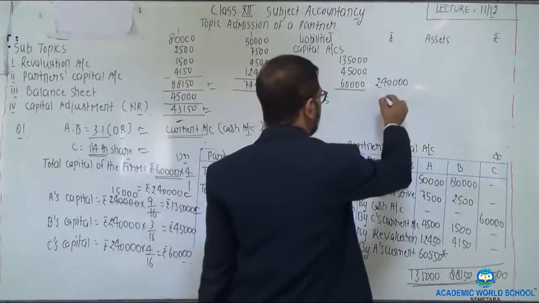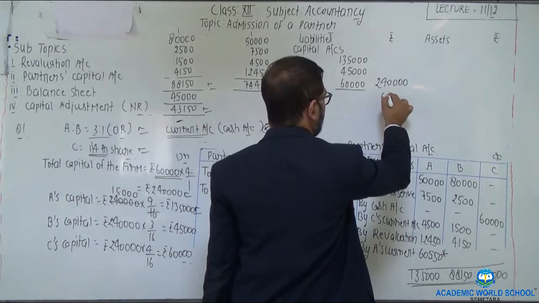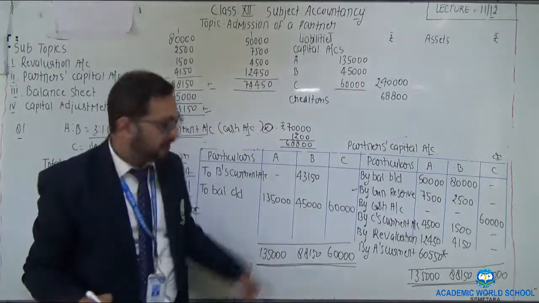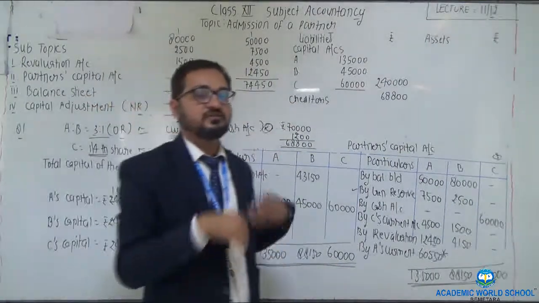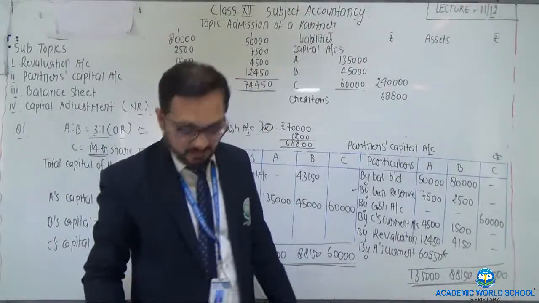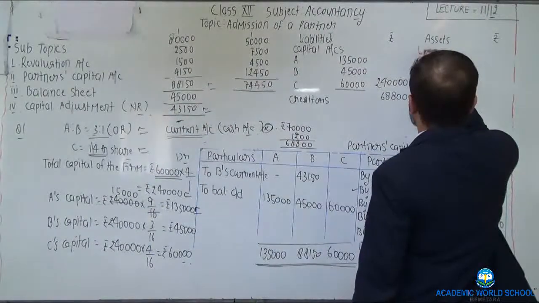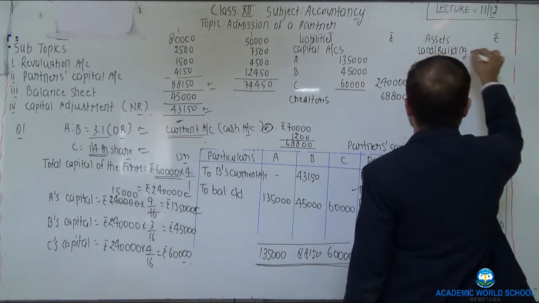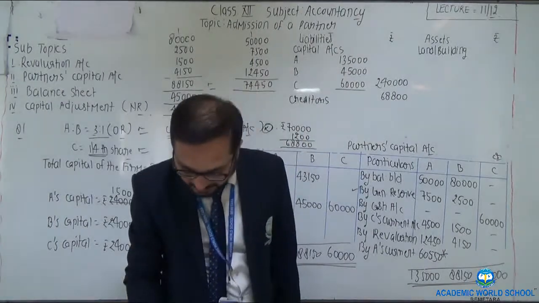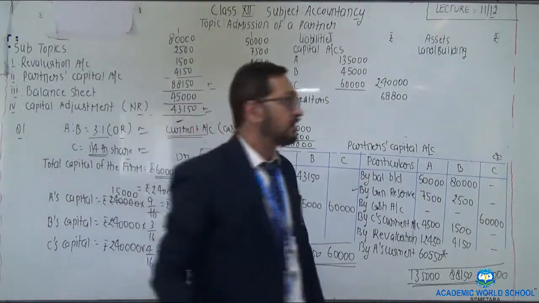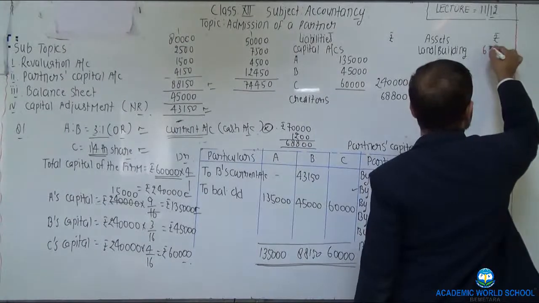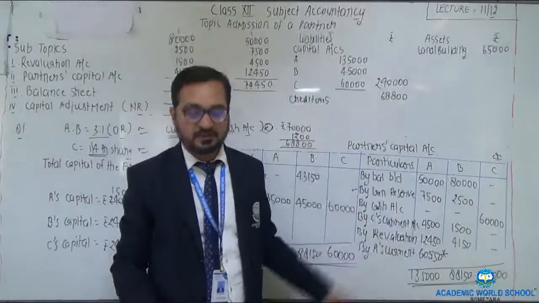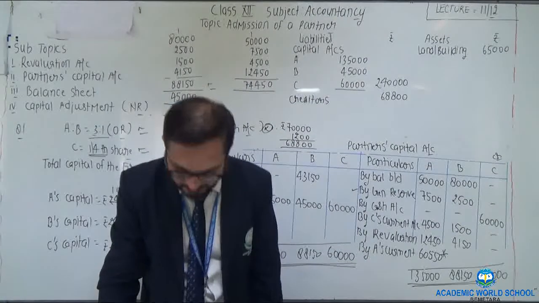So after the deduction of 1,200, 68,800 is the actual amount which is to be paid to creditors. On the asset side, the first item is land and building. The amount given in the balance sheet was 40,000 and there was a profit of 25,000 against land and building. So 65,000 is the actual amount of land and building to be placed on the asset side.